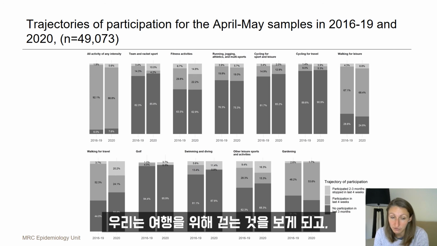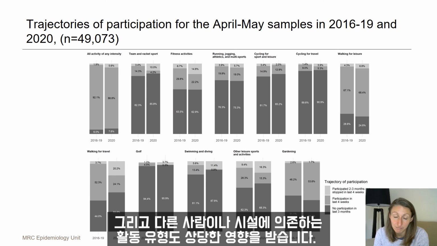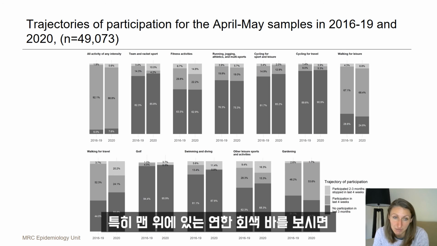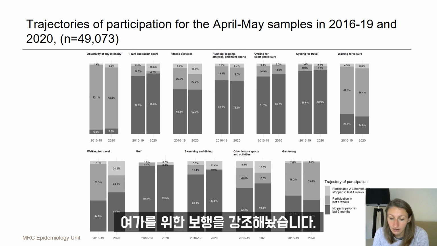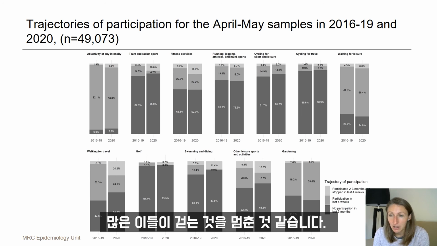And when we look across the different sport types or sport and exercise activities, we do see the same trends. We see walking for travel, a lot of people having had to stop that in the last 4 weeks, and those activity types that rely on other people or facilities also being quite affected, particularly if you look at the light grey bar at the top. I will highlight walking for leisure because that is a slightly odd result to interpret. It seems like more people stopped that, 6.8% compared with the previous 4 years, 4.3%.